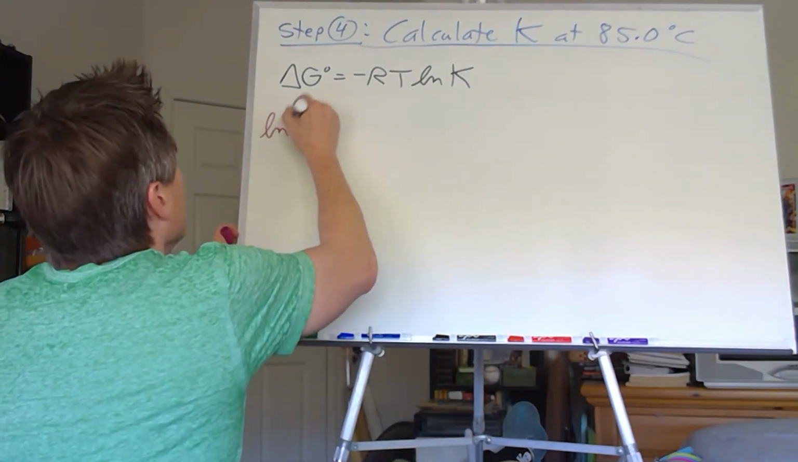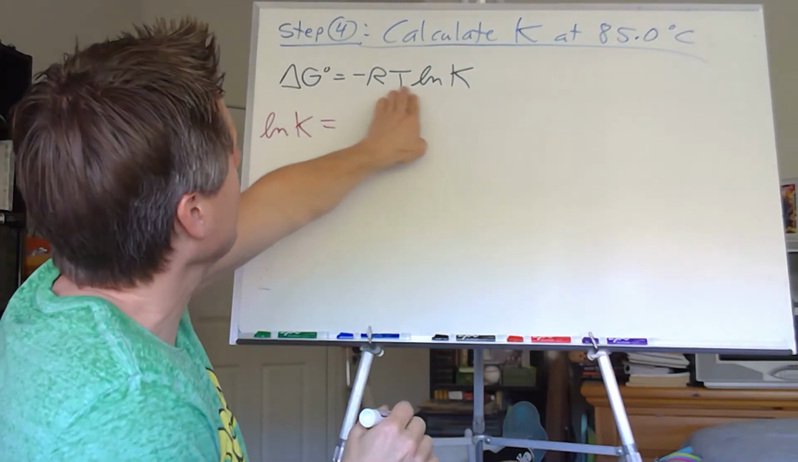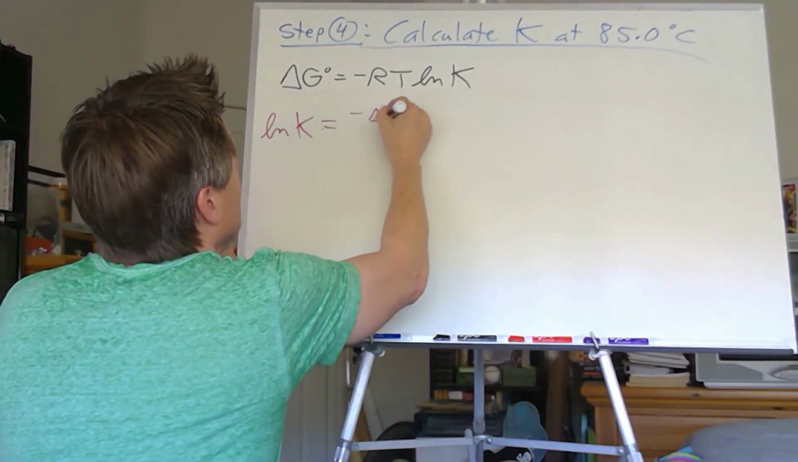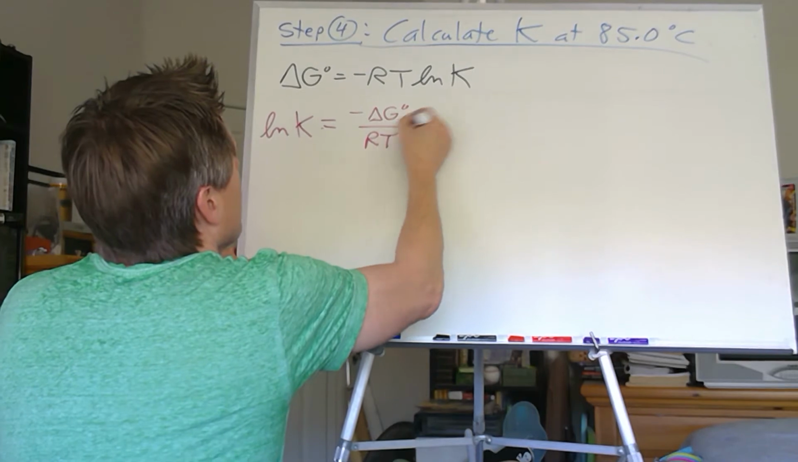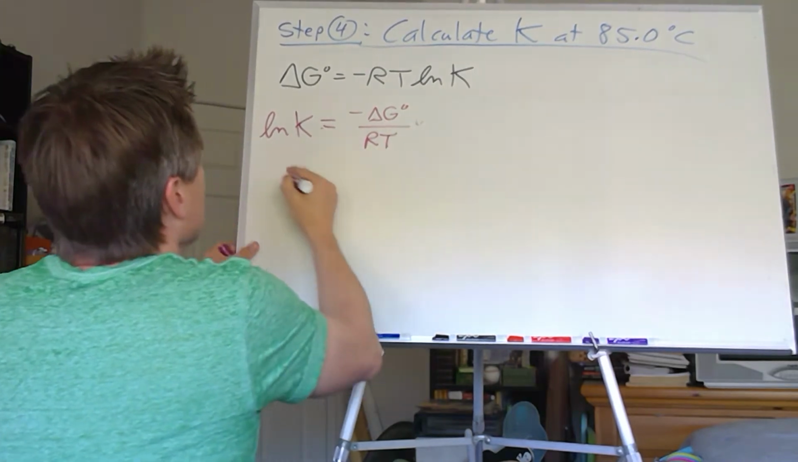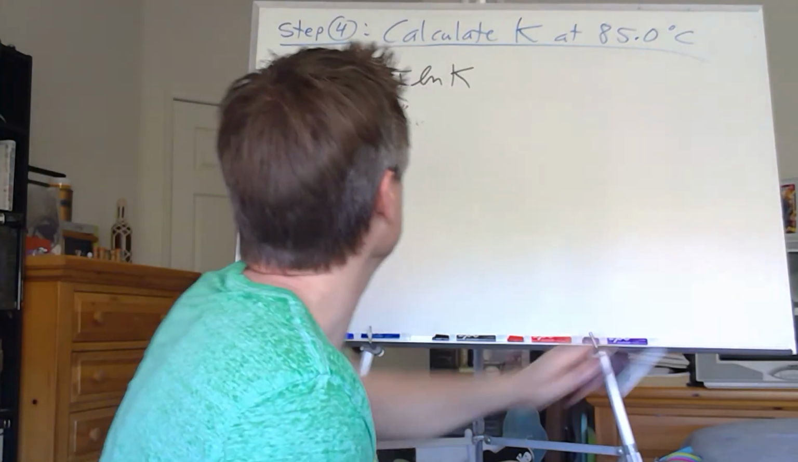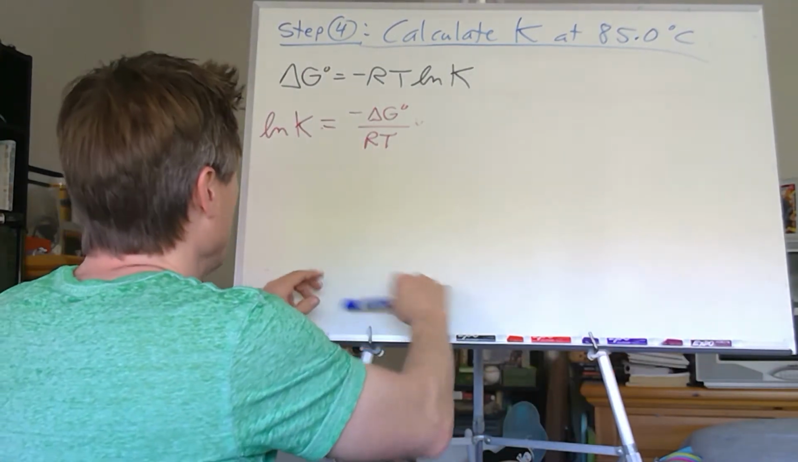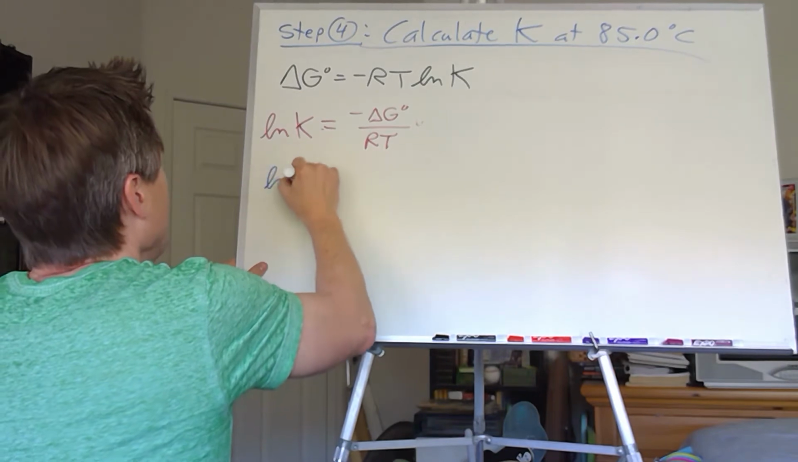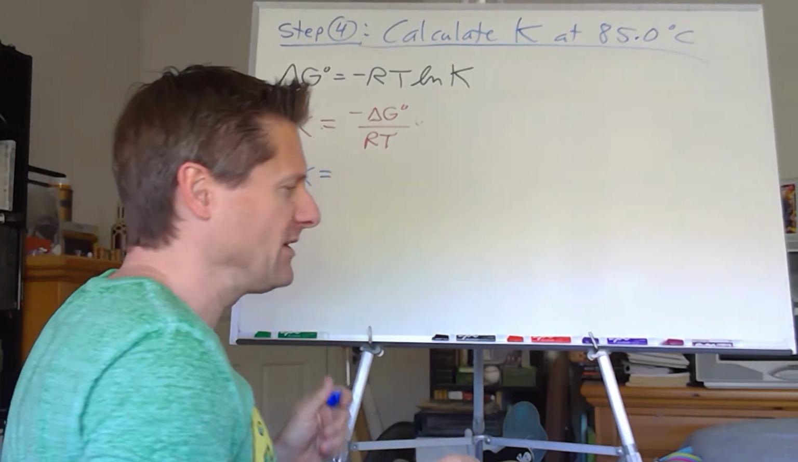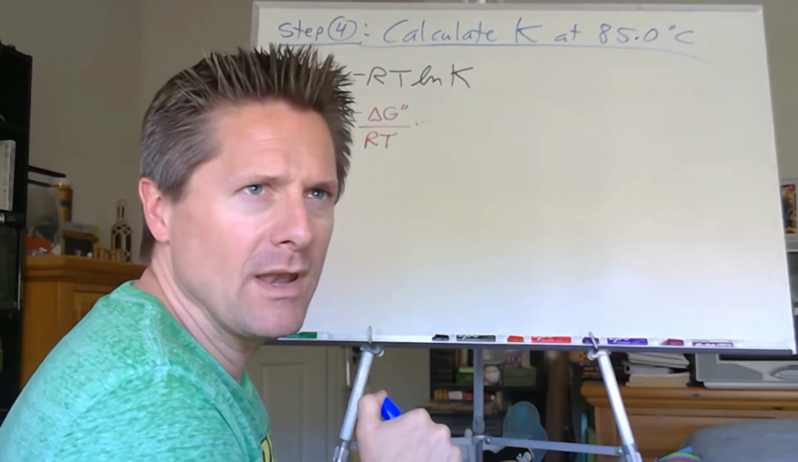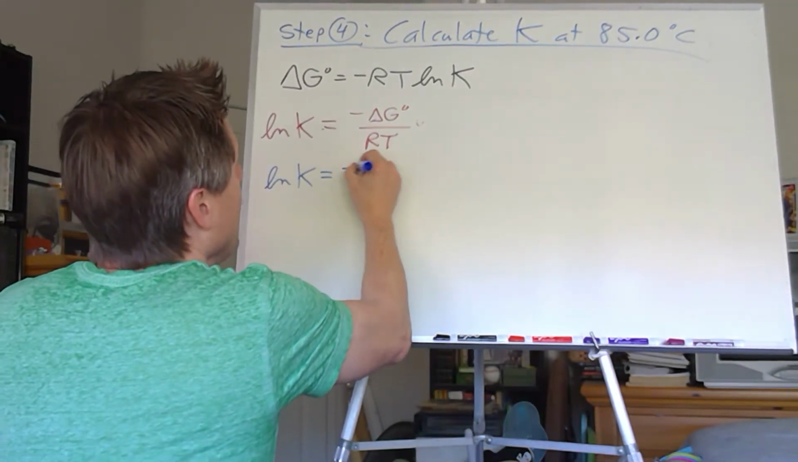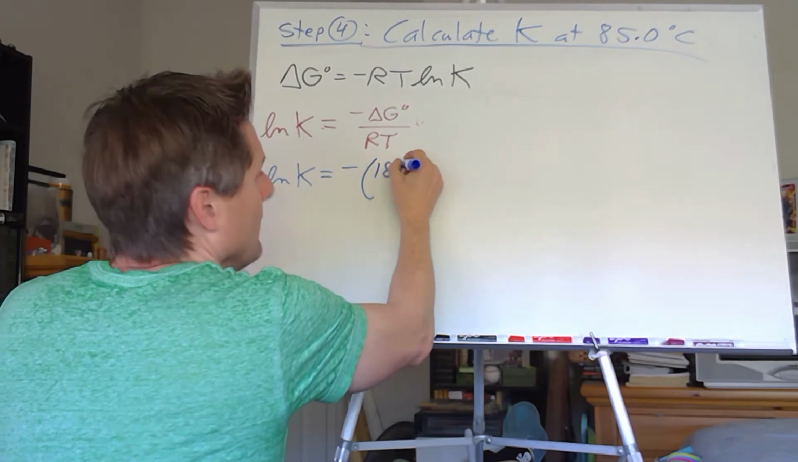So log of K, let's see, I'm going to divide both sides by negative RT. That will be negative delta G naught over RT. All right, so everybody's got that equation there. Because we got to do some conversions, I'm going to move this down to the next line here. So log of K, what was delta G again? It was positive, right? 185.6 something. But we got the negative sign there, so don't forget that negative sign.